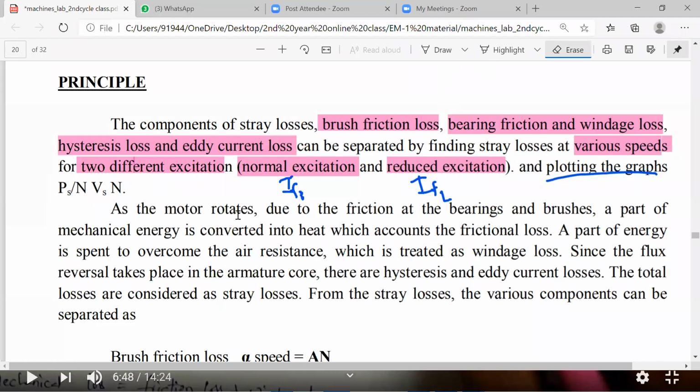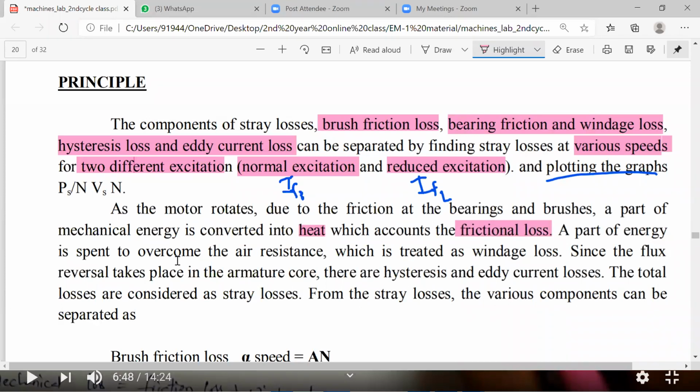As the motor rotates, due to friction at the bearings and brushes, a part of the mechanical energy is converted to heat, which accounts for the frictional losses.